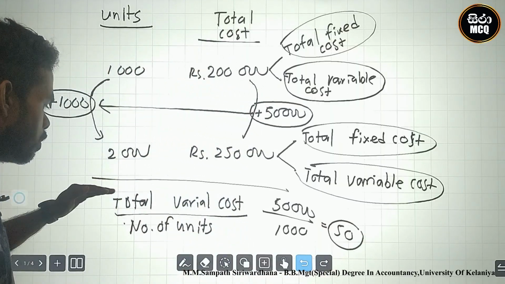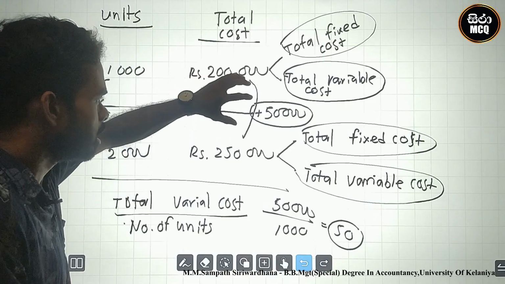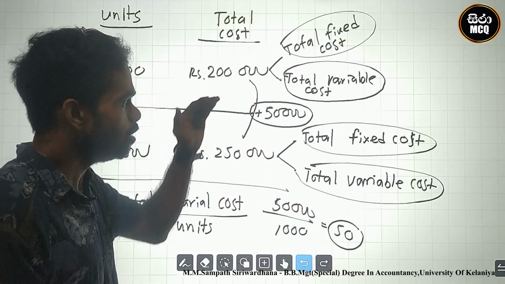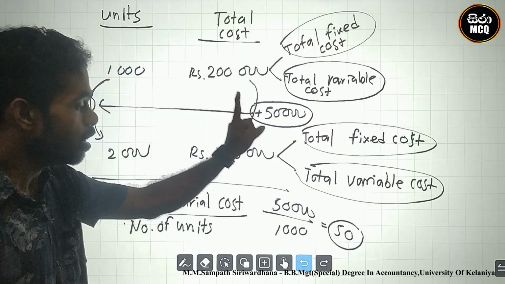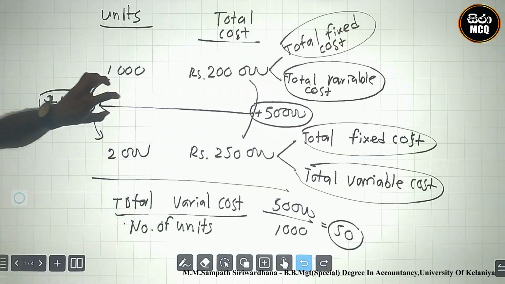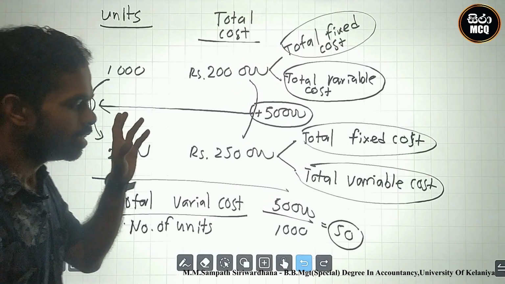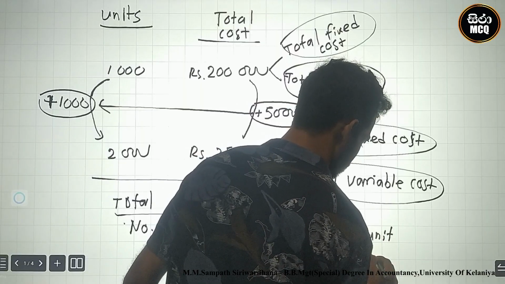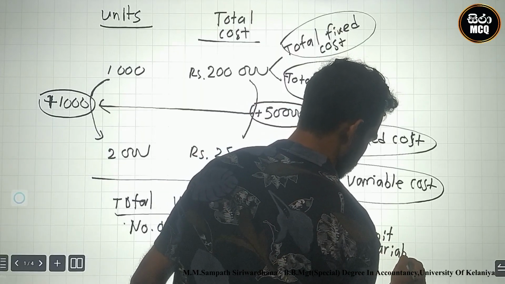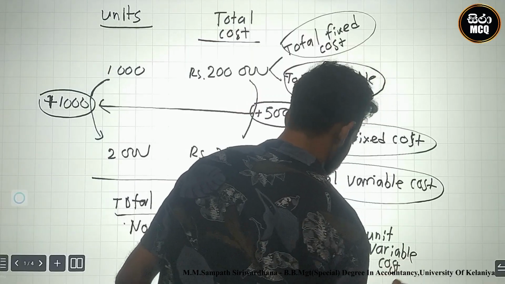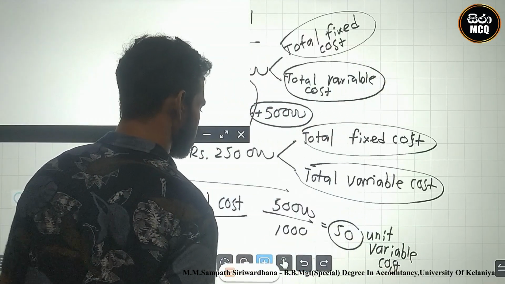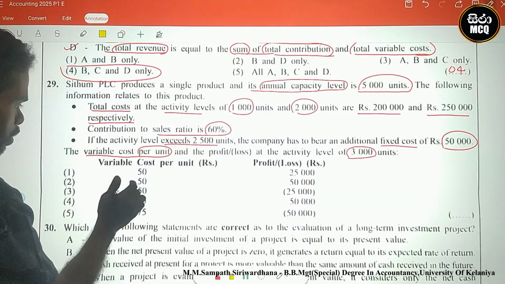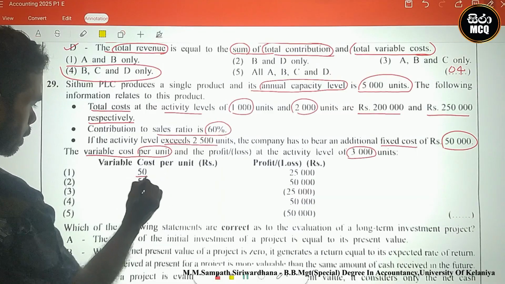Unit variable cost. Total variable cost of 50,000 relates to 1000 units. To increase 1000 units, you incurred variable cost of 50,000. For 1000 units, 50,000 variable cost should be incurred. Therefore, for 1 unit, this is the unit variable cost. The first one is done. Unit variable cost is 50. Unit variable cost per unit is 50.